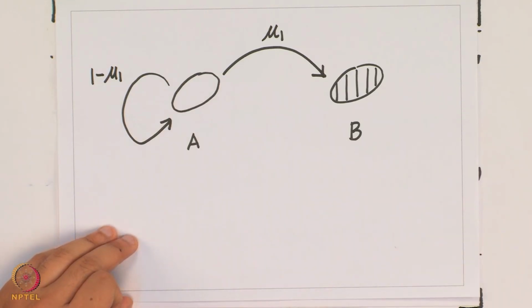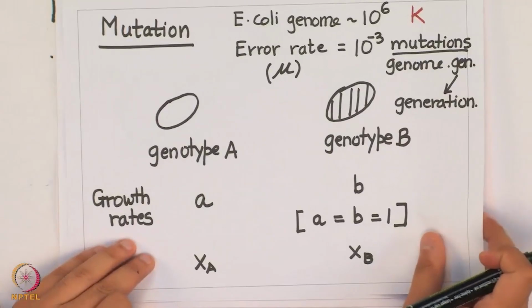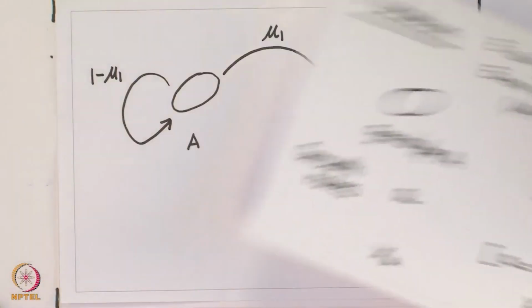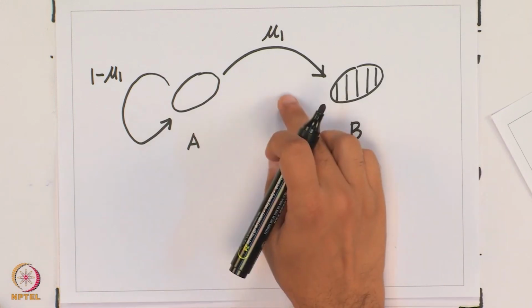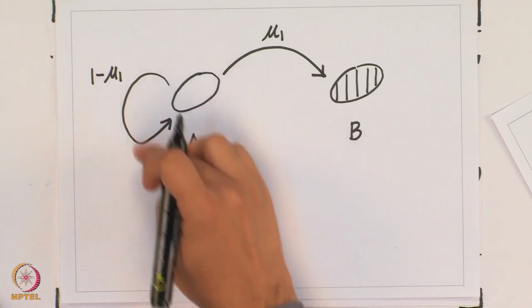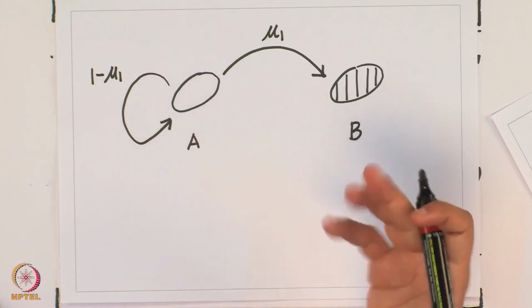Looking at the E. coli numbers that we just did, you should try and convince yourself at this point that mu1 is going to be a very small number, and more often than not, division of progeny A is going to lead to another A genotype bacterium.